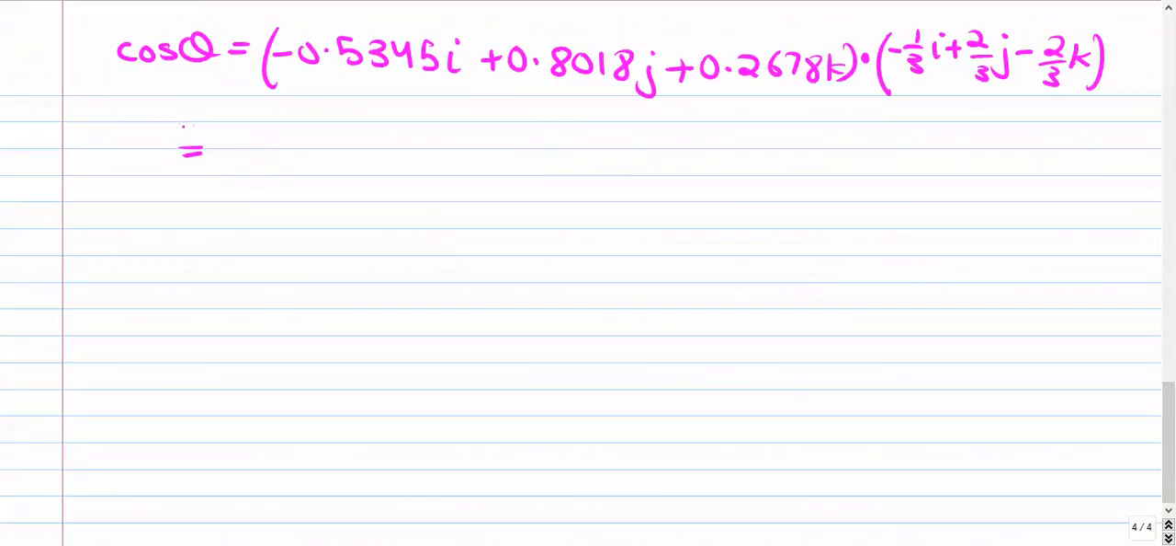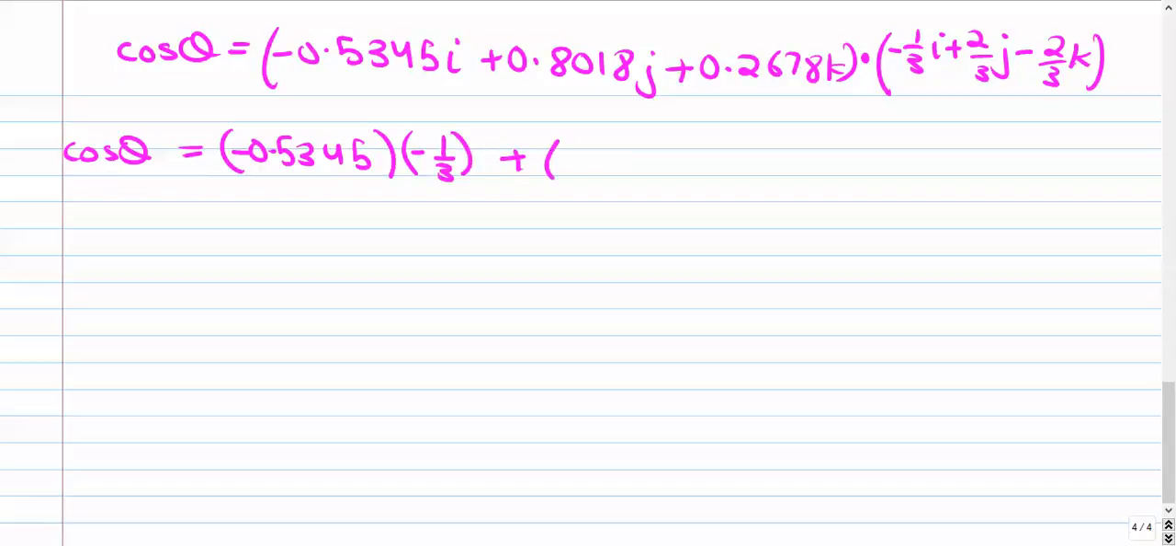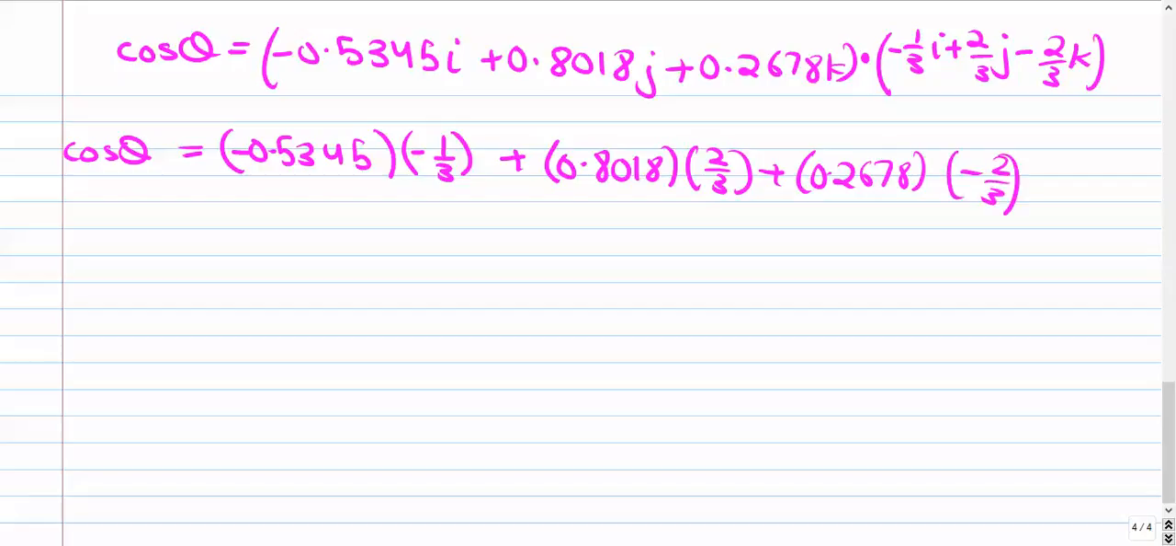In order to solve a dot product, what we have to do is take the product of the respective i, j, and k values and then add those products up. And it's as easy as that. So negative 0.5345 multiplied by negative 1/3 plus 0.8018 multiplied by 2/3 plus 0.2678 multiplied by negative 2/3.